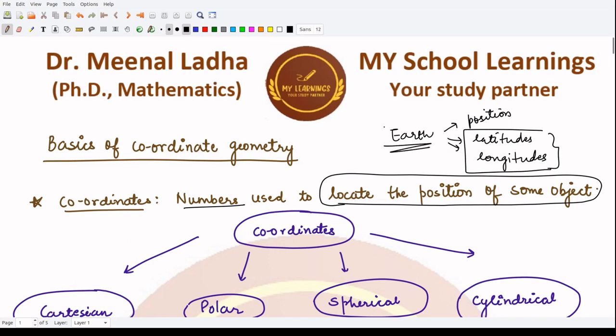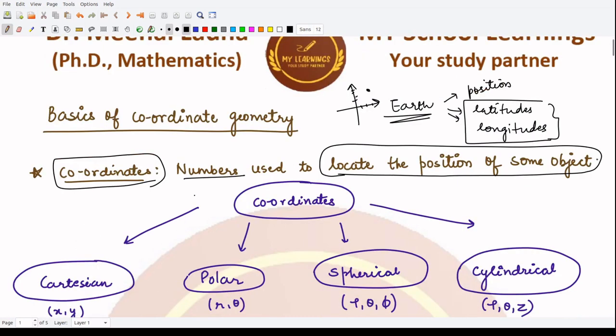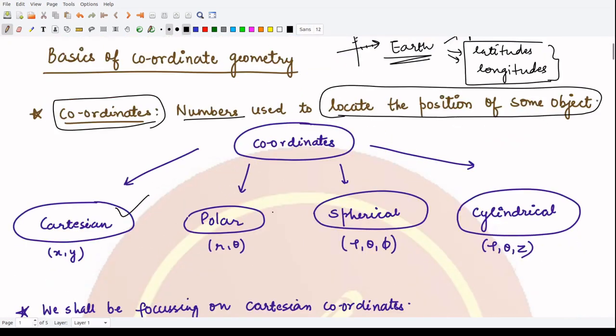And similarly, in mathematics, we make coordinate axes, some graph here, and define with respect to this scale and this scale what this position is. We'll be studying this in detail. So here we require coordinates, and we have different kinds of coordinates. One is Cartesian coordinates, then polar coordinates. In Cartesian coordinates, we use x and y, right? In polar coordinates, we use r and theta.